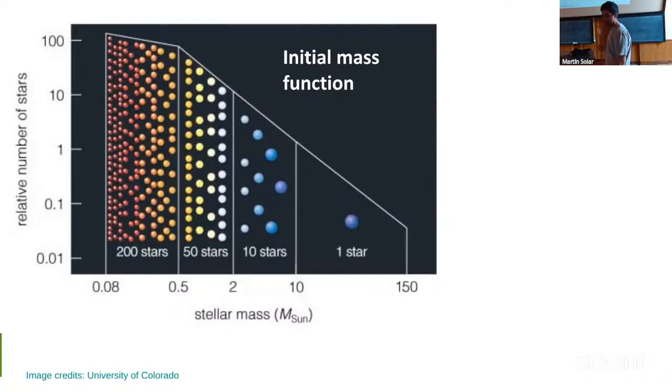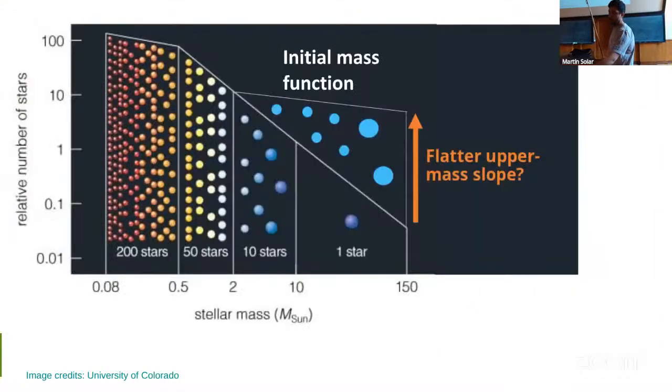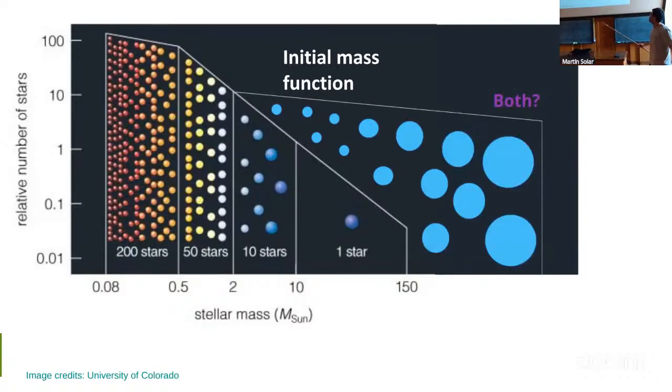What could explain our results is that stripped envelope supernova progenitors are more efficiently produced in an alternative scenario with a higher upper mass cutoff, or maybe a flatter upper mass slope. Or maybe what has been proposed in recent years, a top-heavy initial mass function, and our stripped envelope supernovae are biased toward this top-heavy IMF.